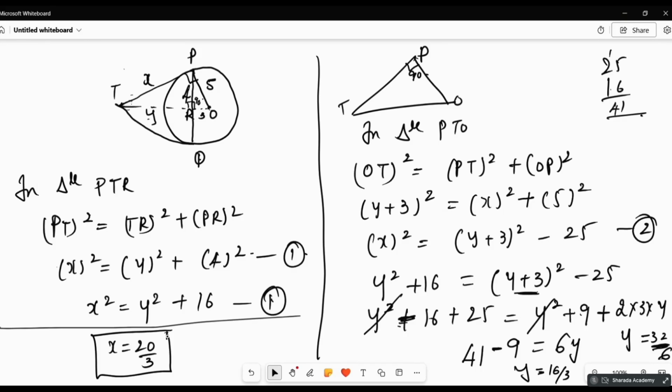The other way is you can use the similarity criterion and also prove it. That is, we can prove that these two triangles are similar. By a criterion, one angle is 90 and 90. One more angle you have to find.